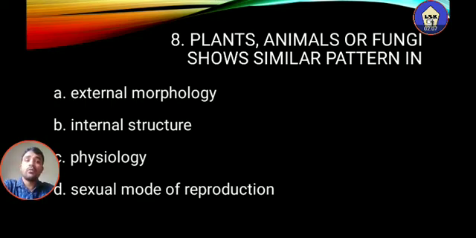What about the sexual mode of reproduction? In general, the sexual mode of reproduction is common in plants, animals and fungi, because in all such organisms the gametes are produced and the fusion of gametes takes place. So the sexual mode of reproduction will be the right answer. Option D is the right answer to question number 8.